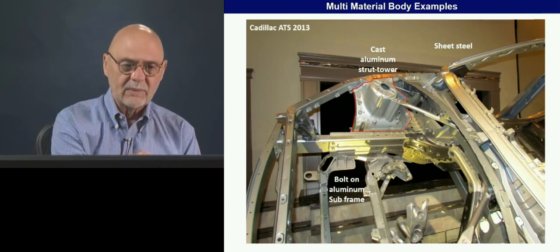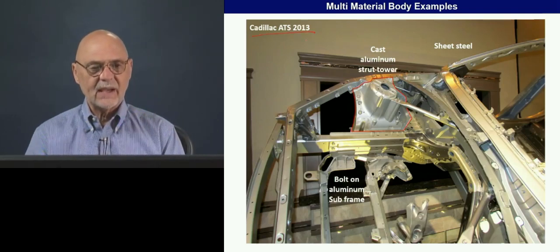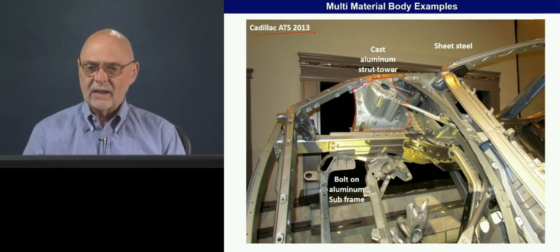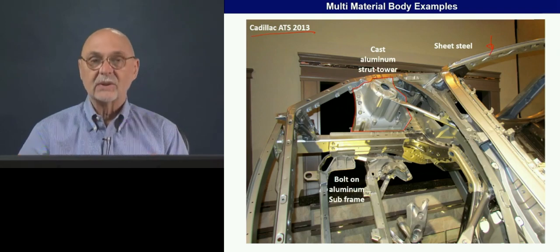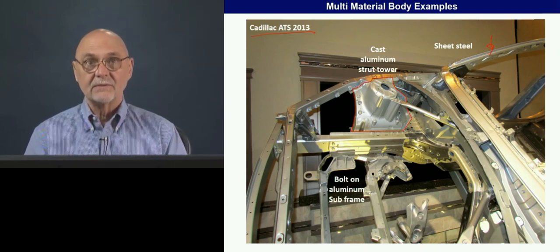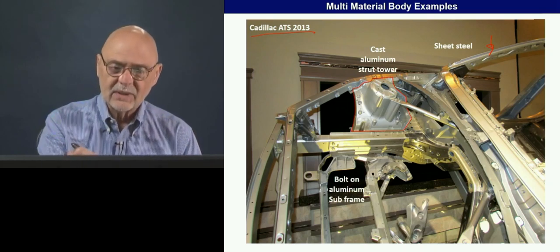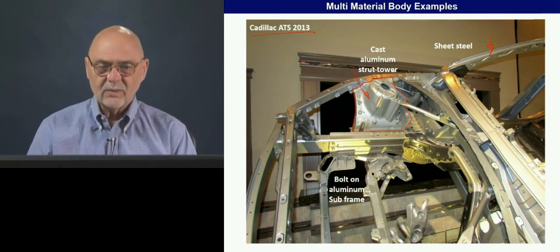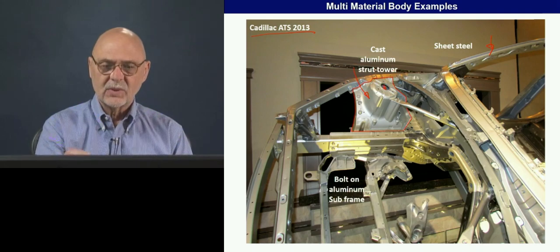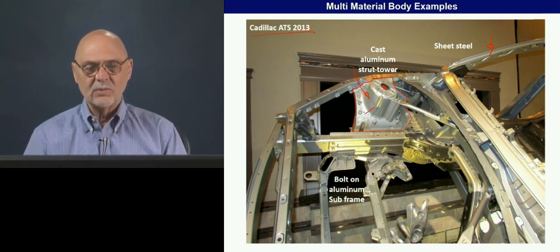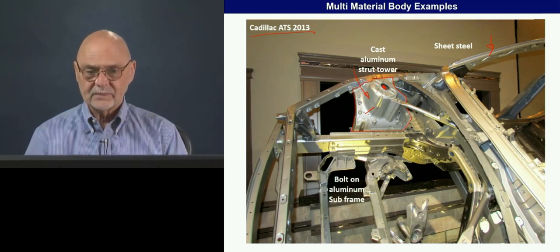Here's another example of a multi-material vehicle. This is the Cadillac ATS. This is a 2013 model that we're looking at. But the main structure is primarily steel of many different grades like we saw. But it has this element here, where this is where the strut attaches, and this is a cast aluminum strut tower.